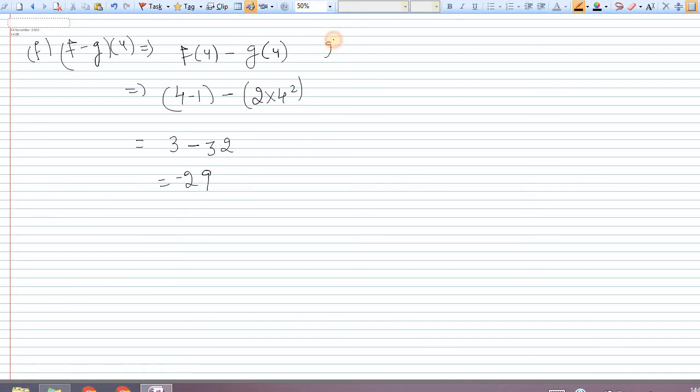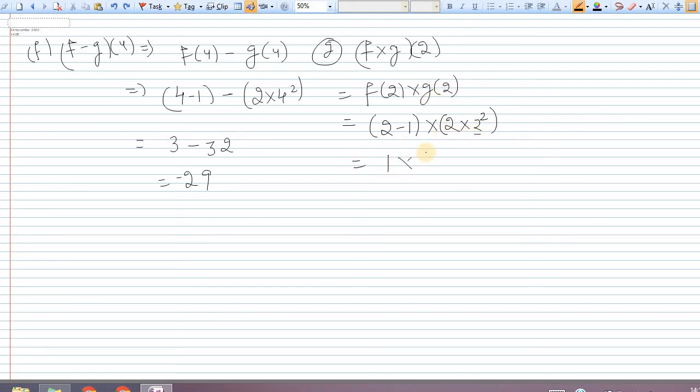Okay, so coming to the G part, it is (f into g)(2). So it would be f(2) into g(2). Now putting the value of x as 2, it would be x minus 1 where x is 2. So it would be 2 minus 1 multiplied by 2 into 2 square, because x is 2 here and our g(x) is 2x square. So it would be 1 into 8 is equal to 8.